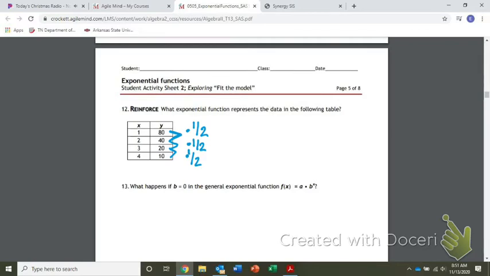So if 1 was 80, what is 0 going to have to be? 160. So now that you know your y-intercept and you know your b value, you can take those two things and write it in the form of y equals a times b to the x.